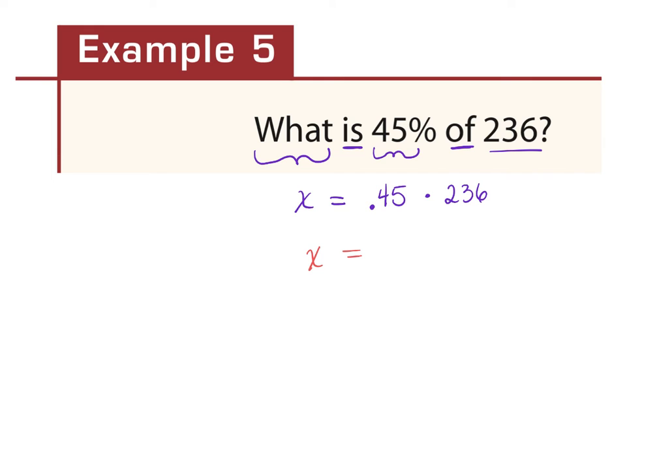What do I get when I multiply 0.45 times 236? Round it to 1 decimal place if it doesn't round. 0.45 times 236. What do you get? 106.2. 106.2. All right.